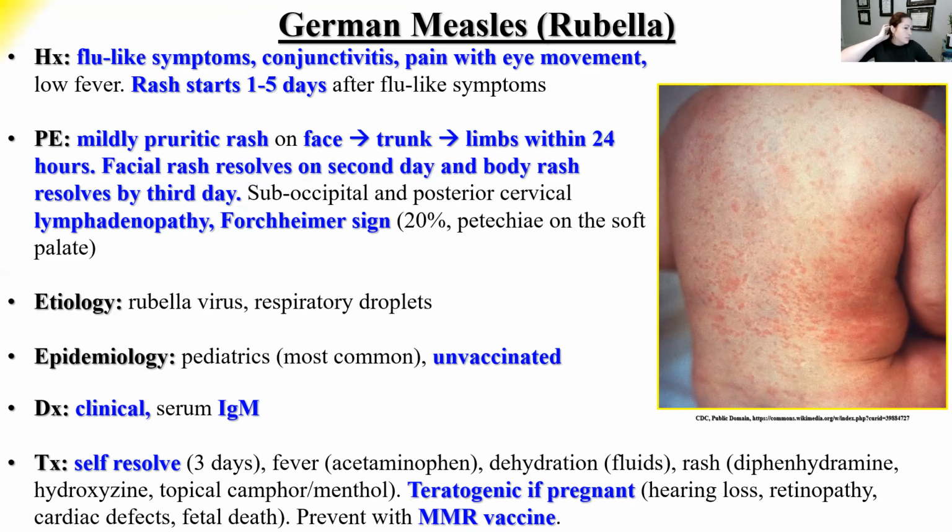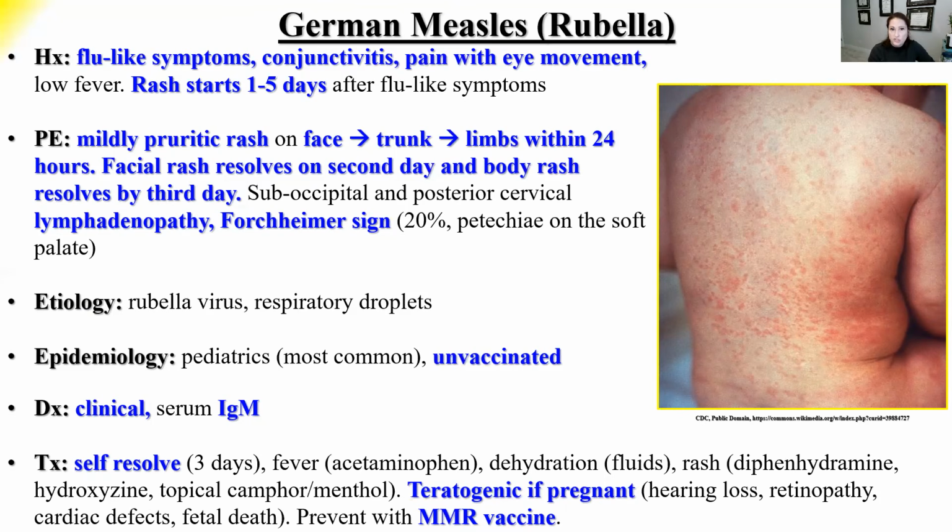They may also develop suboccipital or posterior cervical lymphadenopathy in large nodes at the back of the head or the back of the neck. The Forchheimer sign occurs in about 20% of patients, and that's where they get these little pinpoint hemorrhages called petechiae on the soft palate. This is a highly contagious rubella virus.